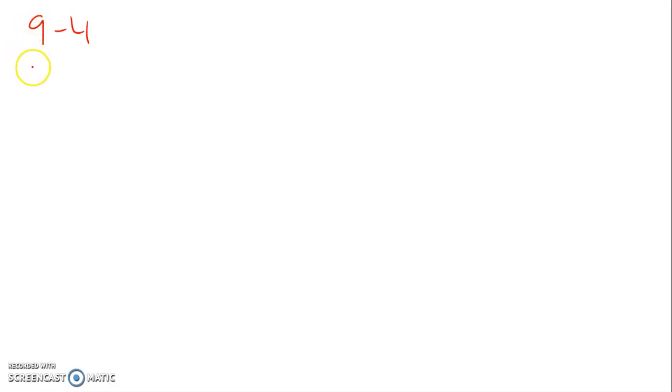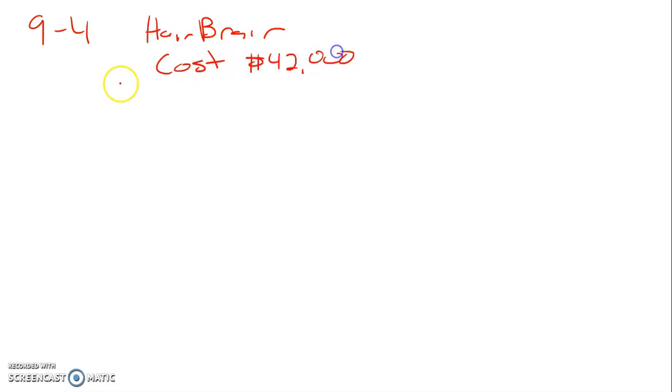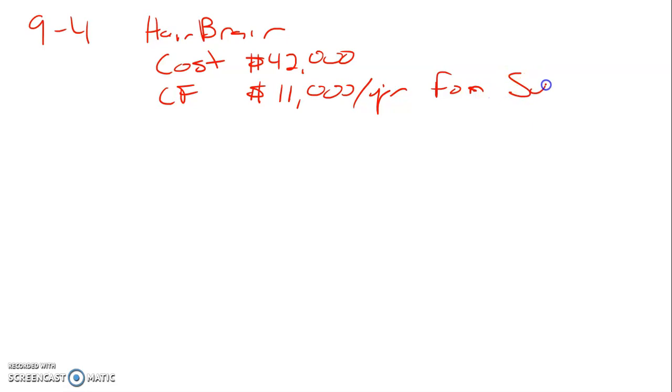So we got Hairbrain. The cost of the project is $42,000, and the cash flow is $11,000 per year for 5 years. And the required rate of return is 9%.